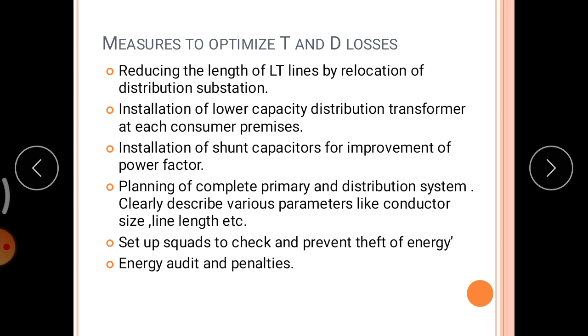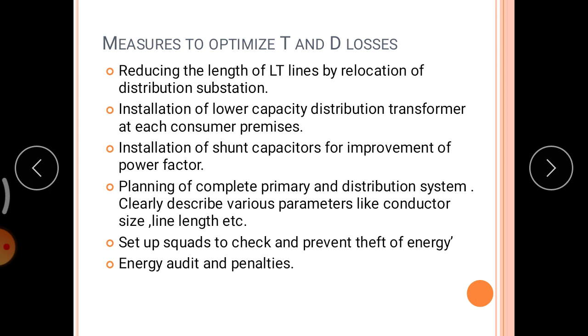Next is to set up squads to check and prevent theft of energy. Yes, so many thefts of energy are going on, so we have to stop that. For that we need an inspection team, so we have to arrange our squads. Then energy audit and penalties. Energy audit is nothing but inspection of all the incoming supply: how much is planned to be supplied and how much is consumed, how much we are supplying, everything is audited.